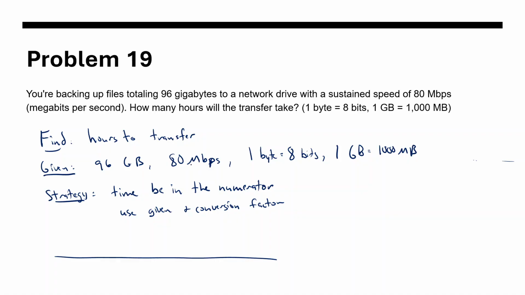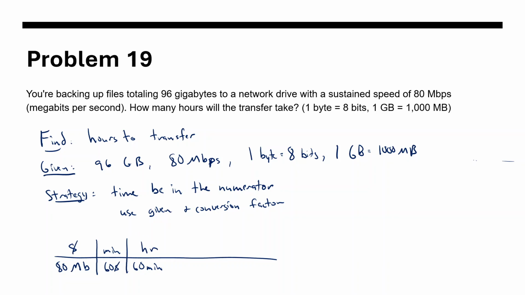Megabits per second means, again, we want to actually flip this one so the second's on top. So we're going to have 80 megabits in 1 second. That's our given, and we're flipping it because we want time on top, because the answer we want is in hours. So we can go ahead and change that to hours right away. We've got seconds on top, so we're going to want seconds on the bottom. We know 60 seconds is a minute, and then we know 60 minutes is an hour.